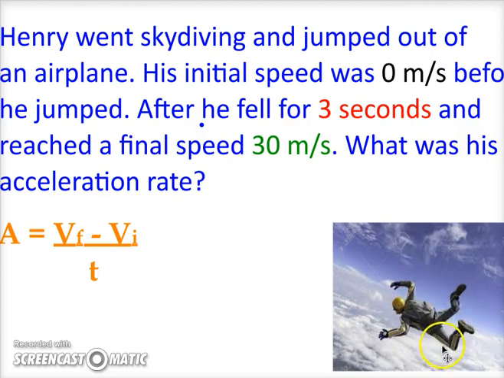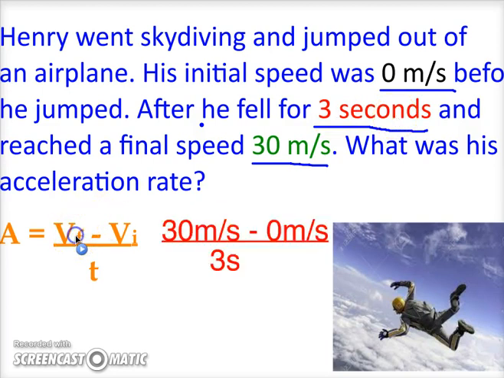So let's take Henry, who went skydiving and jumped out of an airplane. We're going to imagine that since he was standing still in the airplane before he jumped, his initial or starting speed was 0 meters per second. Then after he jumped, he fell for a total of 3 seconds, and after 3 seconds, he reached a final speed of 30 meters per second. So that means we know his final speed, his initial speed, and the time it took him to make that change in speed. So we would set up the problem like this.